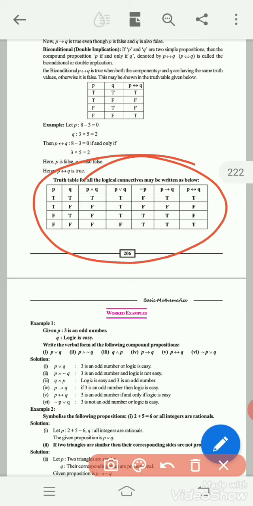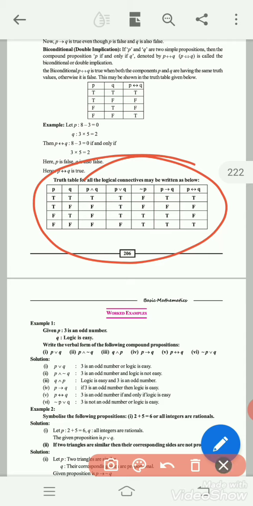This is very, very important. These are the 5 logical connectives: conjunction, disjunction, negation, implication and double implication. We have to remember this logical truth table.